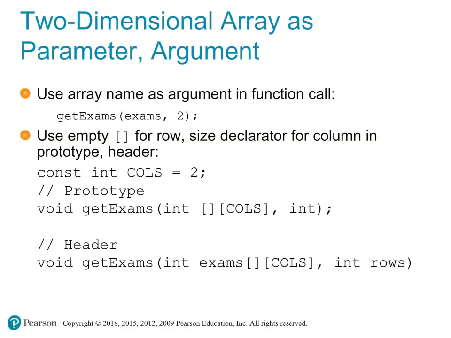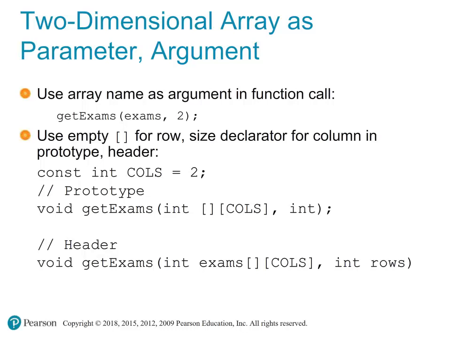To pass a two-dimensional array to a function, the name of the array can be used as an argument when calling the function, similar to a one-dimensional array. Here we have an example function call. It's getExams. Then you pass exams, which is the array name, then 2.